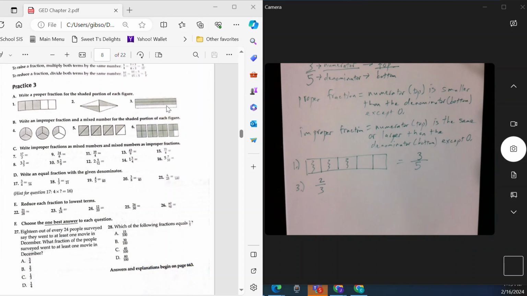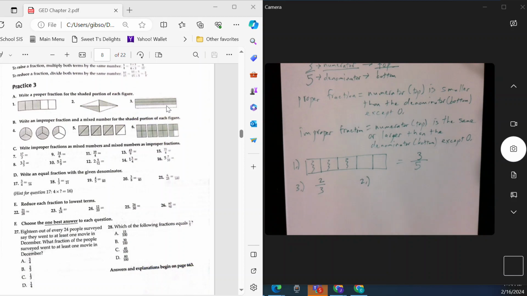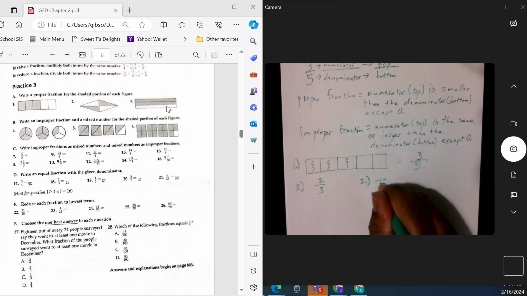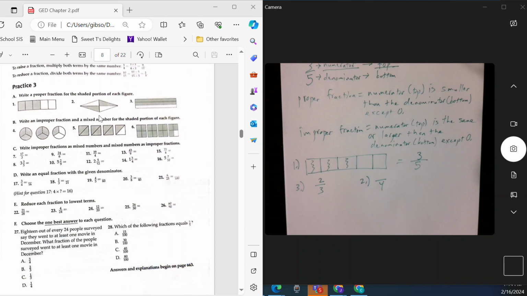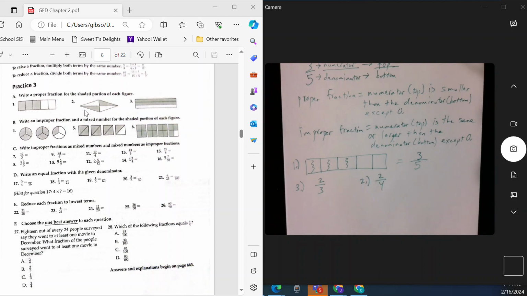Okay, now let me do problem number 2, because 2 is a little different. We have 4 total. We have 2 shaded. So it'd be 2/4. However, we do run into a situation that is going to come later, but I'm going to show you this now.